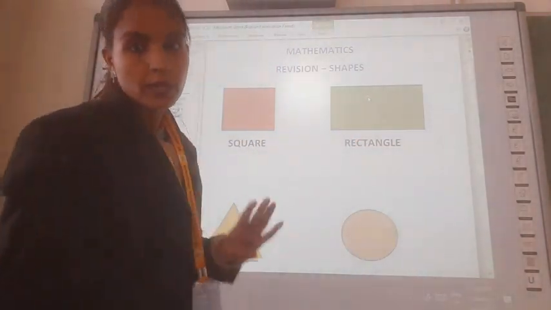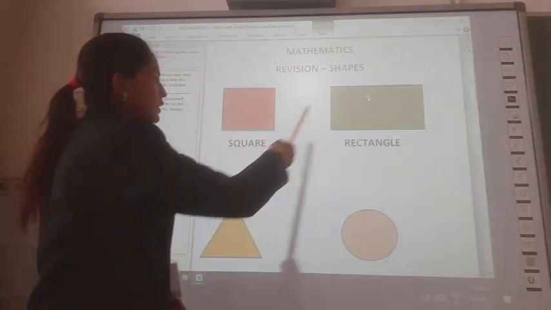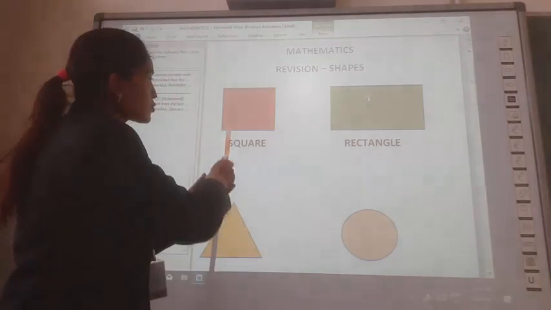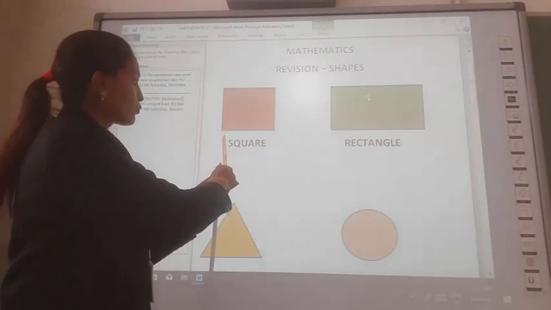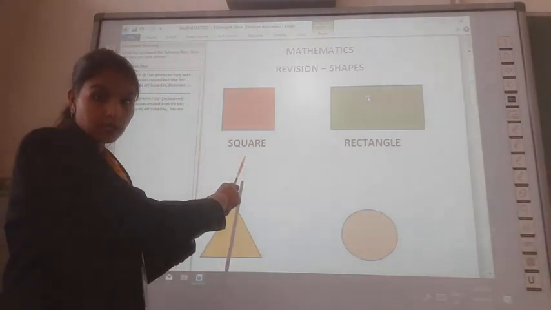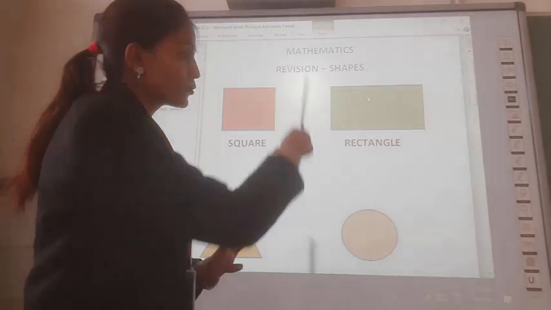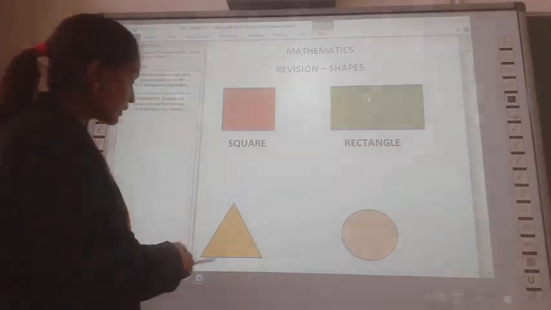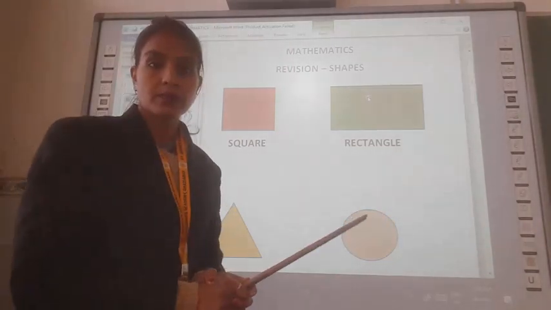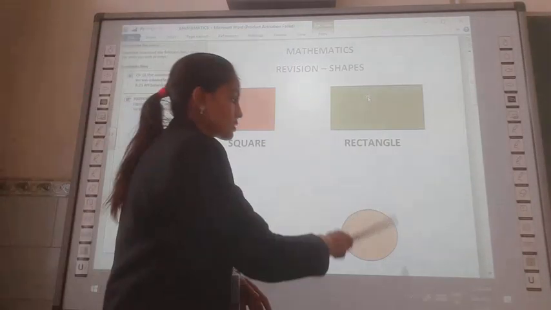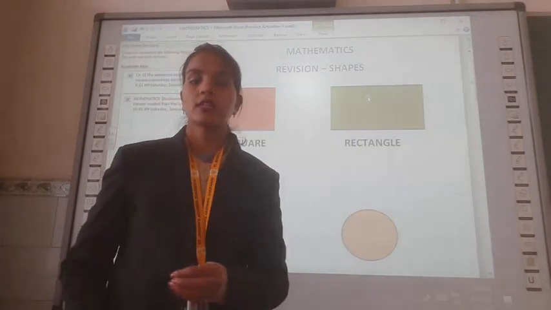Usually we have 4 types of shape: square, rectangle, triangle and circle. Square has 4 sides, all the sides are equal. Rectangle has 4 sides, opposite sides are equal. Triangle has 3 sides, all the 3 sides can be equal or different. And a circle has no side.